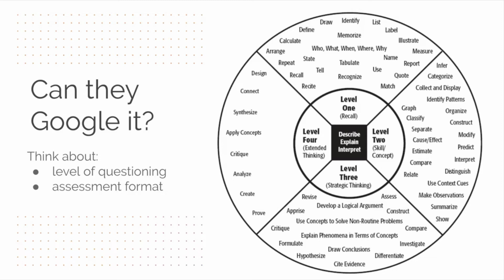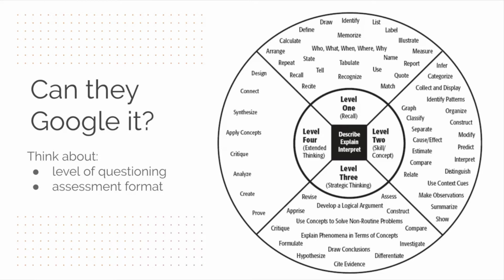So looking here at Webb's depth of knowledge or maybe Bloom's taxonomy, you want to ensure that you are assessing higher level thinking skills. So ask yourself, can the students Google the answer? Because if they can, they will. And then you are only assessing their Google skills.